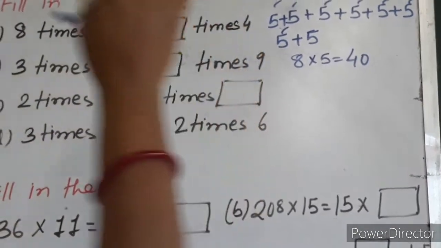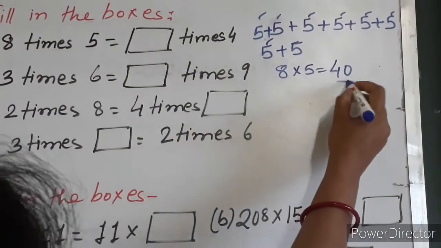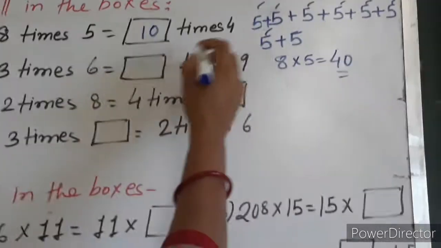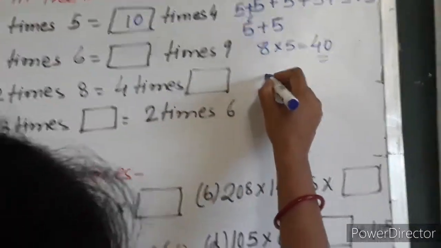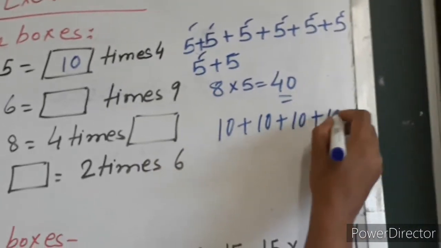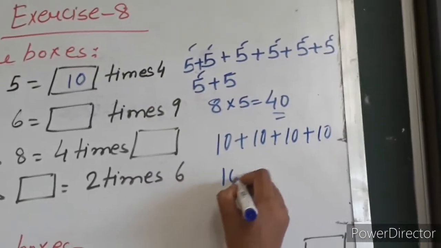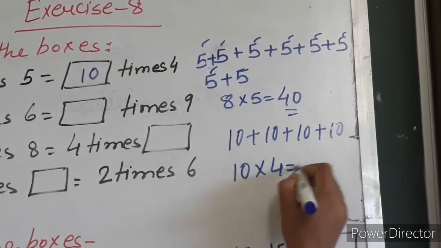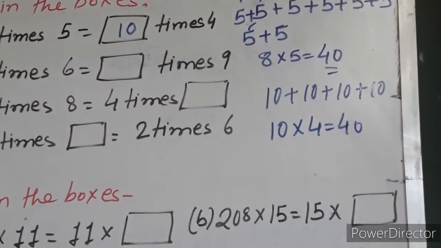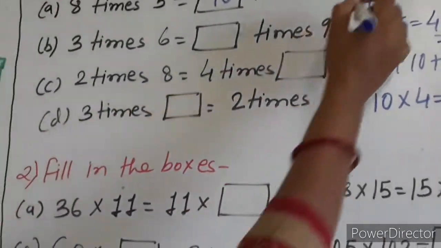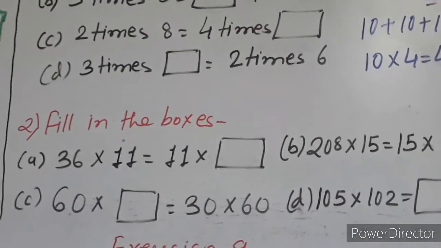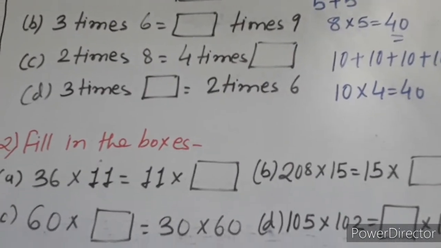So how many times will we write the number, which number will we write so that we get the same number, 40? So here we can write 10. 10 times 4, if you write 10 four times, then we get the answer 10 into 4 equal to 40. So we have to write 10 here. Like this you can do this one. Okay. Question B. 3 times 6. Okay, I will grab this one.